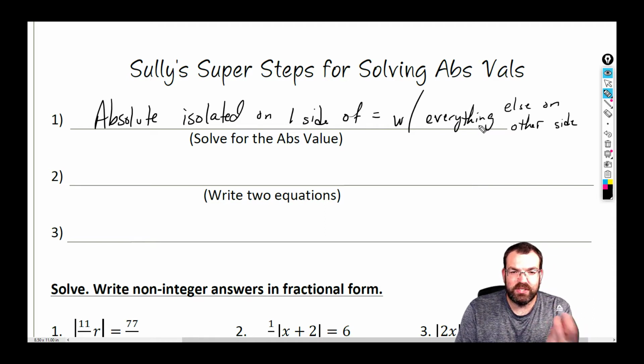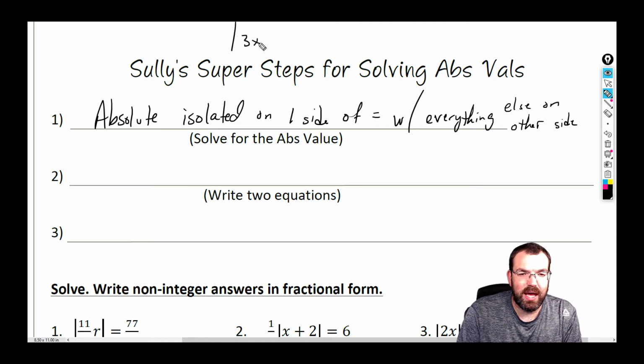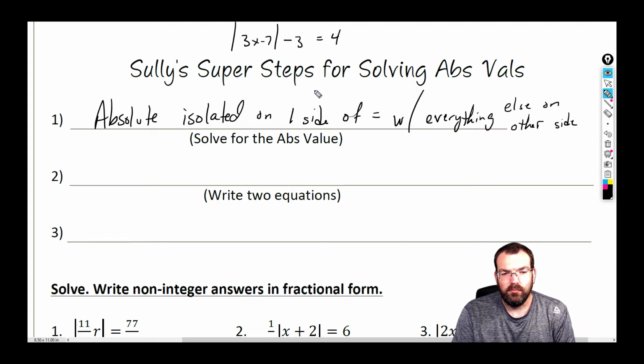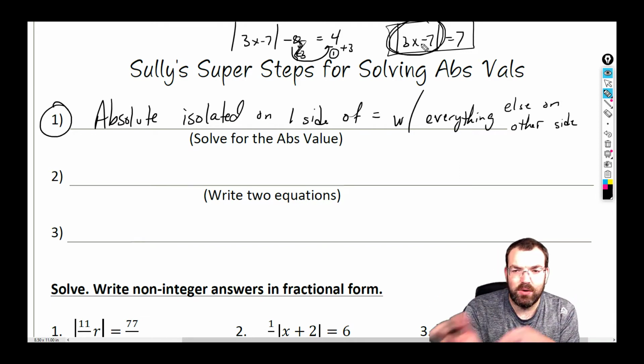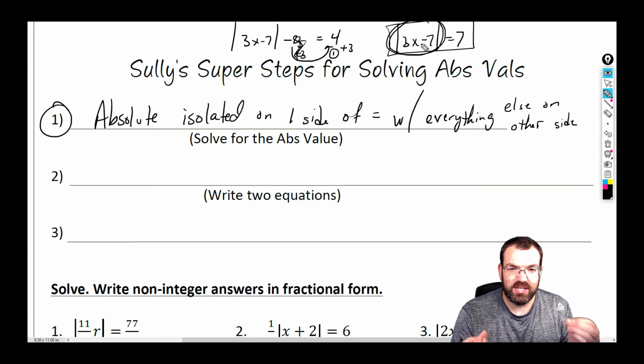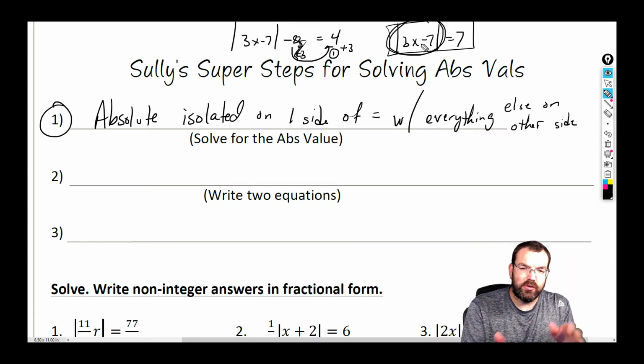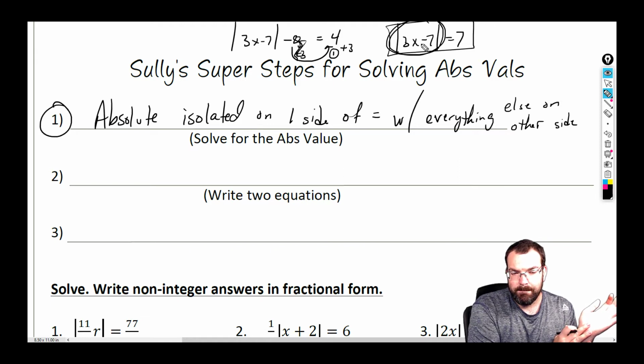Okay? So I'll give you an example here. Say I have the absolute value of 3x minus 7, minus 3 equals 4. The first step is to move this over by adding 3 to this side and adding 3 to this, because that goes away. I want the absolute value of 3x minus 7 to equal 4 plus 3, which is 7. I want the absolute value by itself on the left side. Now, it could be the right side or the left side. It doesn't matter the side, as long as one side only has absolute value and the other side has everything else. Okay? All right.